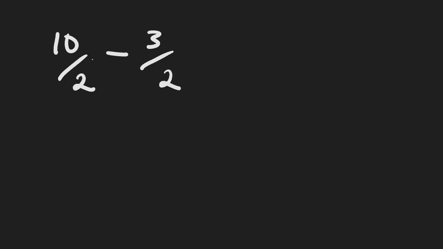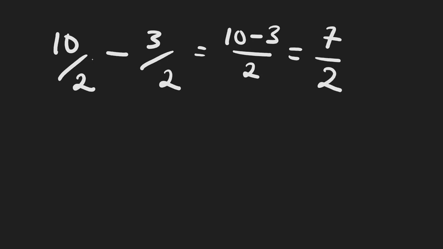All right, let's see an example with subtraction. So we have 10 divide 2 minus 3 divide 2. Can you see? In this case, we have subtraction. It's the same thing. Since they have the same denominator, we're going to subtract the numerators. So it's going to be 10 minus 3 divide 2. And 10 minus 3 is actually what? 7 divide 2. And this is an improper fraction.